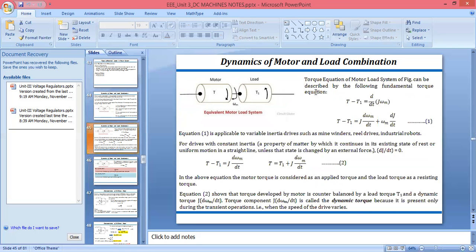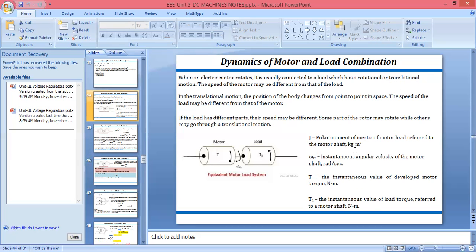The torque equations. By using these descriptions, I have given which terms we are using in the equations. So what we are saying, when we give the electrical energy, the motor will start to rotate, and as the motor rotates, the load will again start to rotate, but the speed can be different. So we have to check. So how can we check?